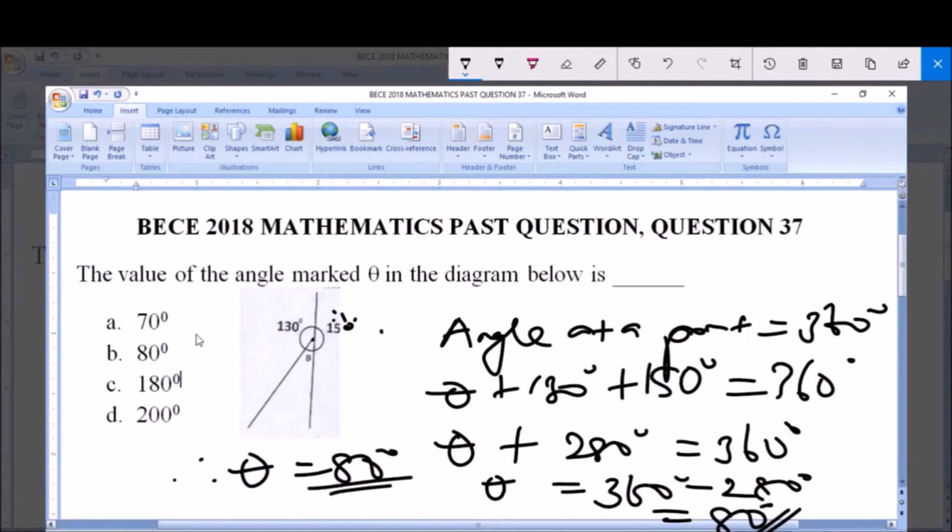Now from the options, option A says 70, which is wrong. B says 80, which is correct. C says 180, which is wrong, and D says 200, which is wrong. So the final answer and the correct answer is B, 80 degrees.